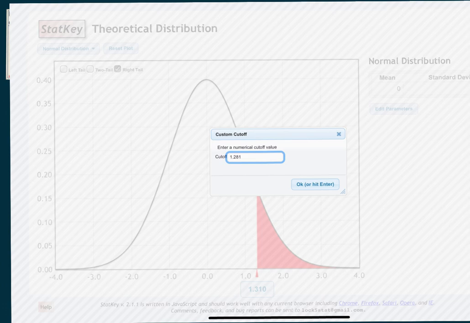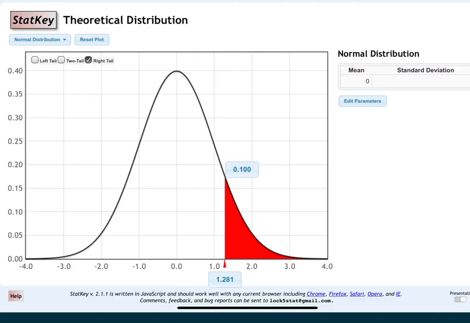Now, as you can see here, I have gone to StatKey's theoretical distributions and I have chosen the normal distribution because the headline read more than half of Americans. I'm going to do a right-tailed test. And then I have changed the cutoff. It was originally set at 1.310, but I am changing it to our test value of 1.281. I hit OK. And here are the results in StatKey. Our p-value for our test value is 0.100.